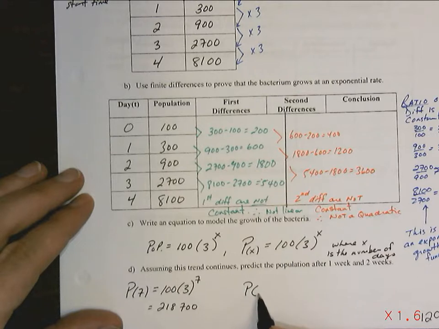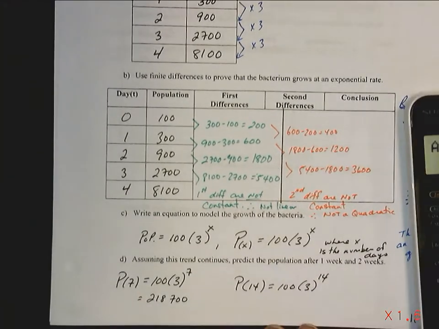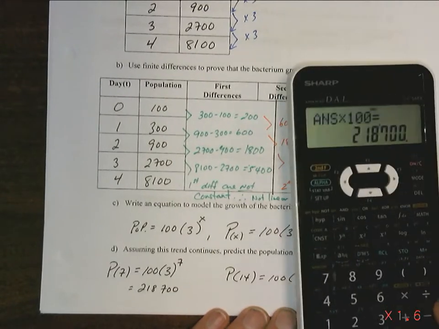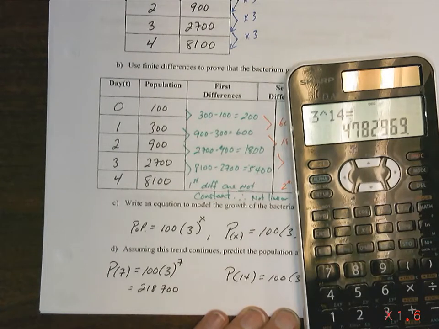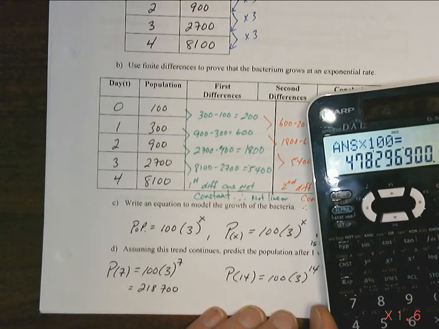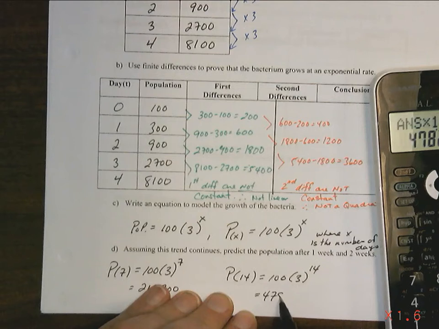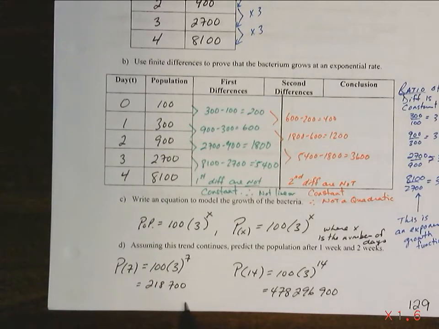After 2 weeks is the next question. So the population after 14 days is 100 times 3 to the 14. Now remember your order of operations here, guys. We've got to do this first. You can't be taking the 100 in. So on my calculator, it's 3 to the exponent 14, I hit equals, times 100. And I get a really big number, and it looks like 478,296,900 bacterium.